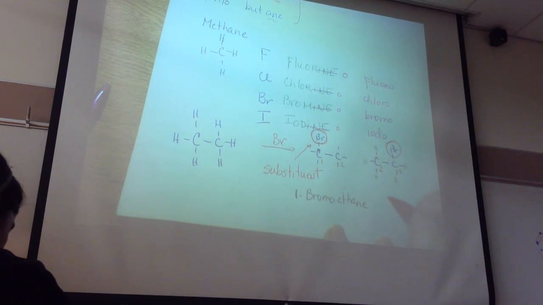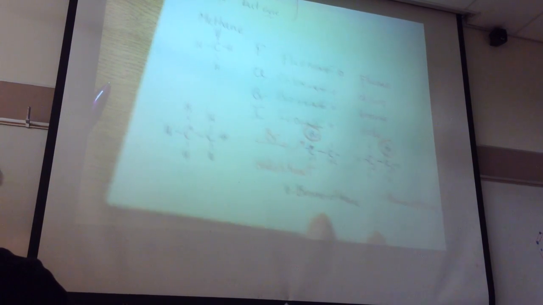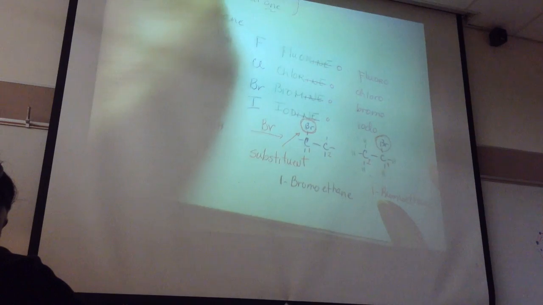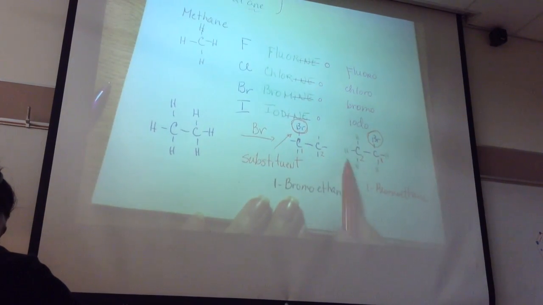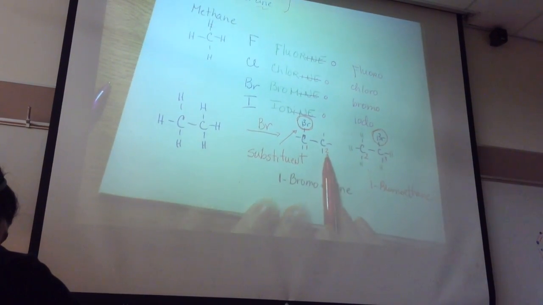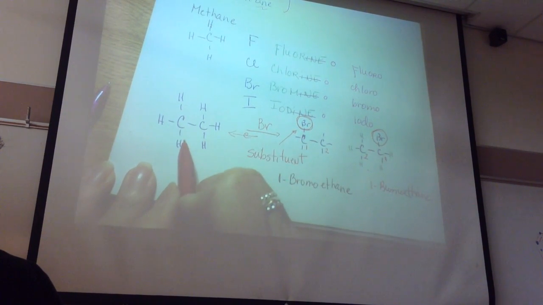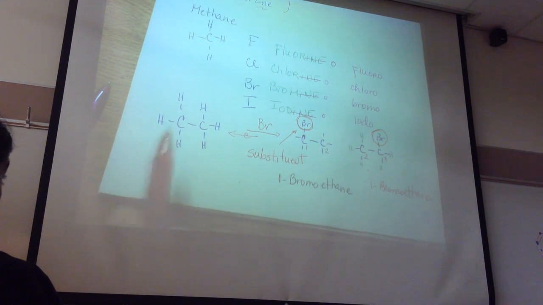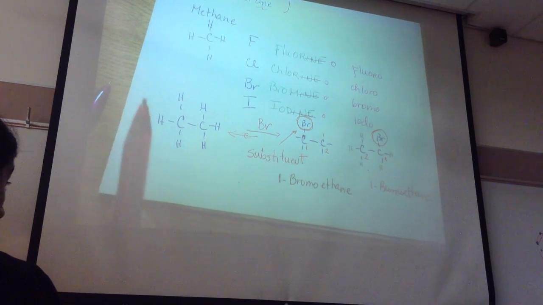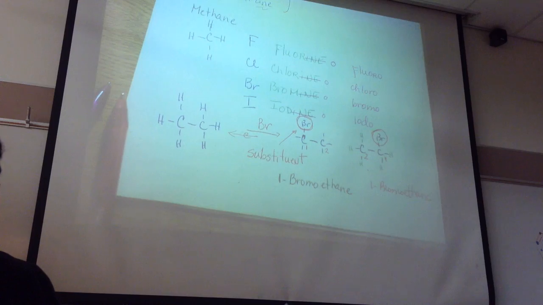So this one is also going to be called 1-bromoethane. The fact that they both have the same name means they're identical, they're the same. That was that what-if scenario. Remember how I said to you that then all of those hydrogens were equivalent. Everybody okay?